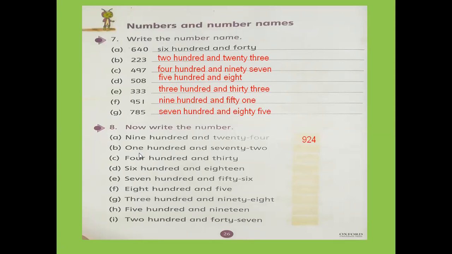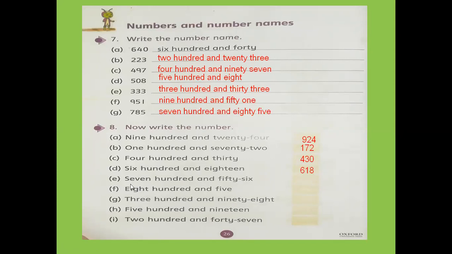Okay, B part. One hundred seventy-two. 100, write 1, and 72, write 72. So it becomes 172. Okay. Four hundred thirty. 400 means write 4, and 30, write 30. So it will become 430. Okay. Six hundred eighteen. Write here 6, and 18, write 18. So it will become 618. Not 80, 18.